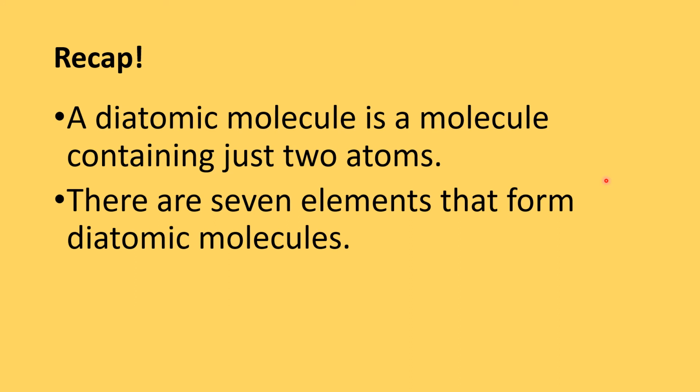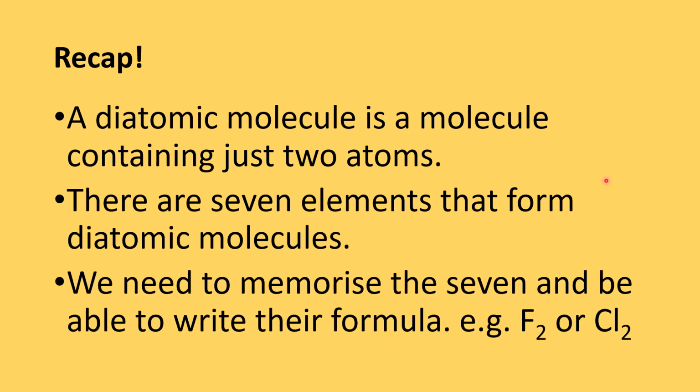For our periodic table, which contains, as we said before, around about 120 different elements, there are 7 that exist as diatomic molecules. These are our 7 diatomic elements, and we expect you to memorize the 7 and be able to write their formula. So for example, fluorine, which is F in the periodic table, becomes F2, and chlorine, which is Cl, becomes Cl2. Now, just to be clear, this is only when they're on their own. Fluorine will happily join up with a chlorine, for example, to form an FCl molecule. It doesn't mean that the 2 will always be present. It's just that these 7 elements will never be found on their own.